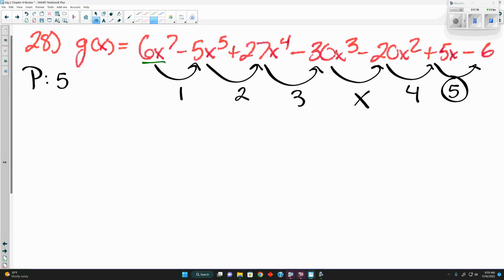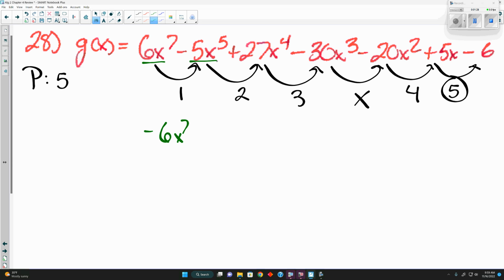Well, the first one is to the 7th power. 7th power is odd, so the sign's going to change. So I can go on and change it to negative 6x to the 7th. So we don't necessarily have to rewrite it with negative x in parentheses all the way through. We just know if the power's odd, the sign will change. If the power's even, the sign won't.